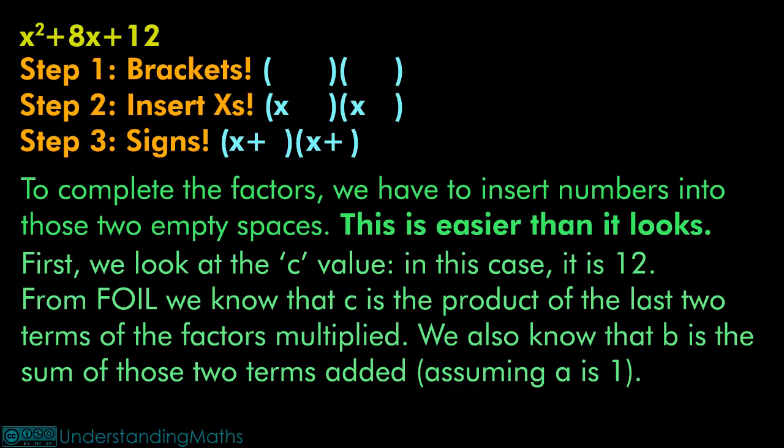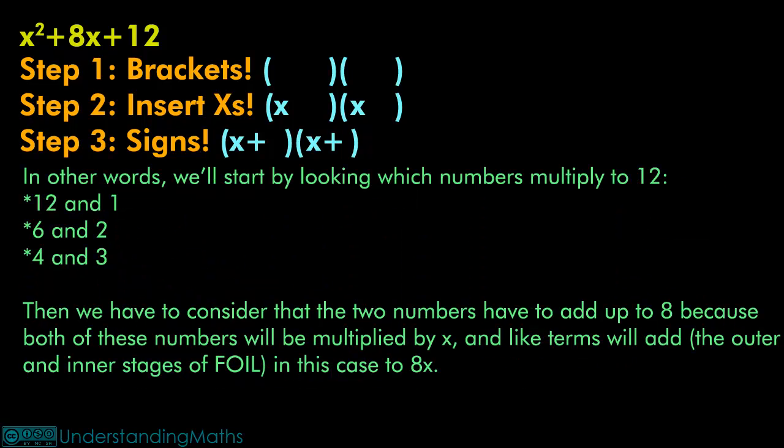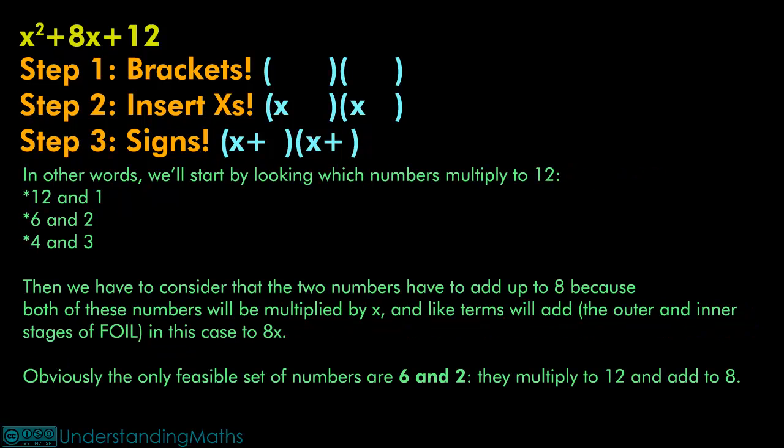To complete them, we have to insert numbers into those two empty spaces, which is easier than it looks. We look at the c value, 12. From FOIL, we know that c is the product of the last two terms of the factors multiplied, and we also know that b is the sum of those two terms added, assuming a is 1. So we just look for numbers which multiply to 12. Then we have to consider that the two numbers have to add up to 8, because both of these numbers will be multiplied by x, and like terms will add in this case to give 8x. This is from the outer and inner stages of FOIL. Consequently, the set of numbers which fits this is 6 and 2. They multiply to 12 and add to 8.